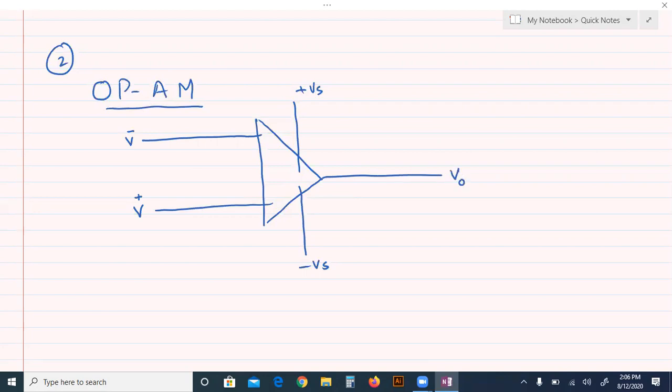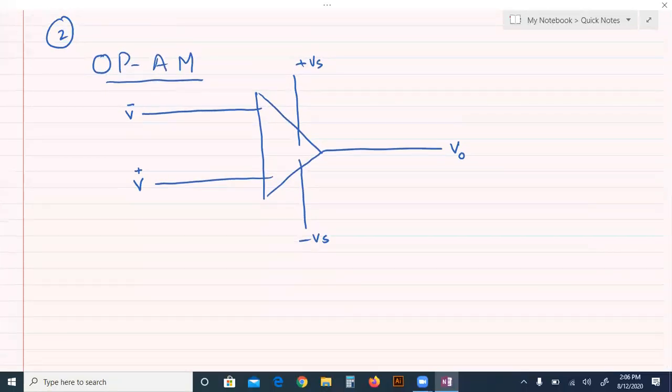We have done 5 properties. Number 1, the impedance of these two input terminals must be infinity to stop the current entering or leaving the op amp through these terminals.